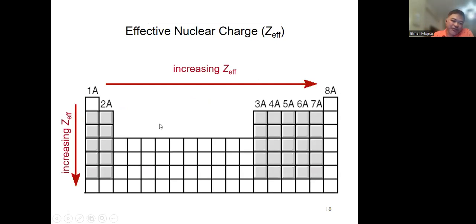So you can look at the trend of the increasing Zeff like this one, and the increasing Zeff on this one. We could say in terms of atomic radius, the Zeff would only play a role from left to right, but it will not play a role here. Because top to bottom, what happens to the atomic size?